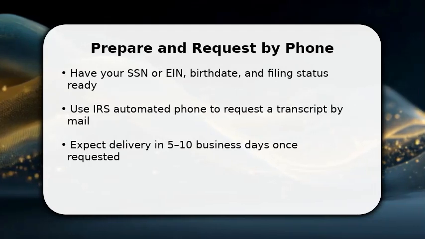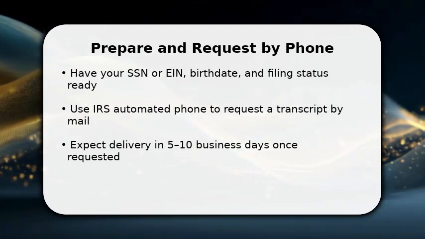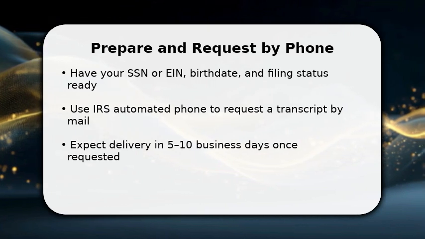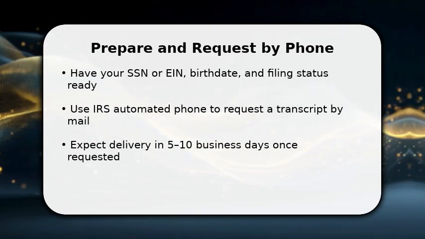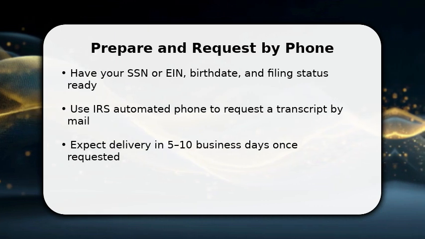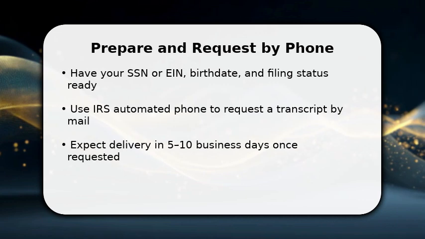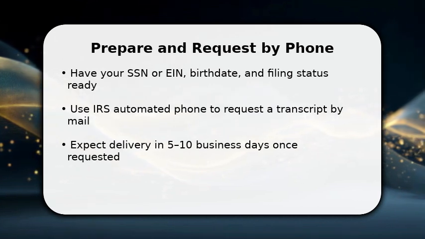You start right now by confirming essential ID, Social Security Number or EIN, date of birth, filing status, and current mailing address. Once done, call the IRS automated transcript line and follow prompts to request a tax transcript by mail. Choose the year and type you need.